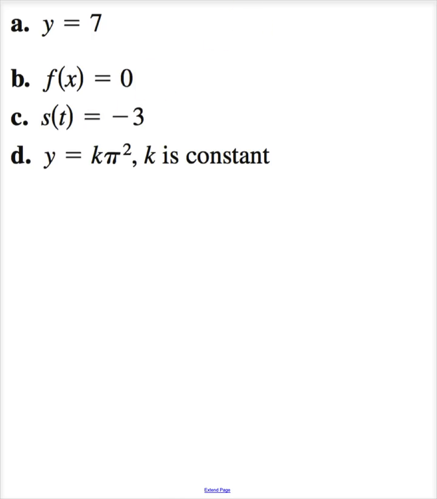So if I were to come up here and I wanted to find y prime, it is 0. If I wanted to find f prime of x, it is 0. If I wanted to find s prime of t, it is 0. If I wanted to find y prime, it is 0 if both of these are constants.